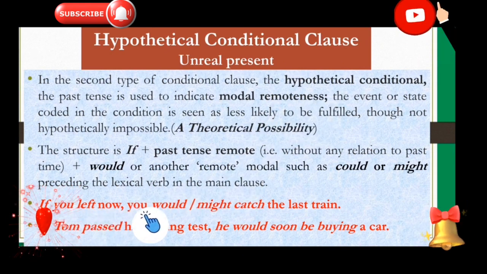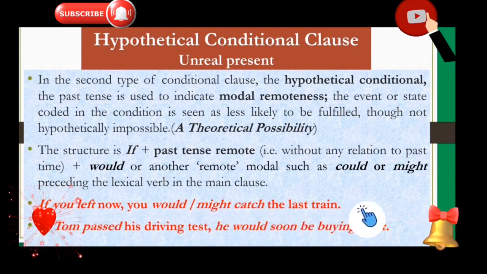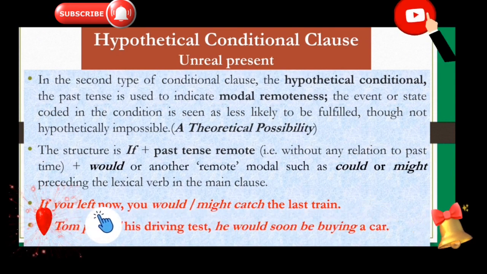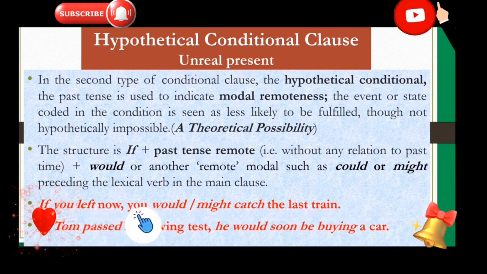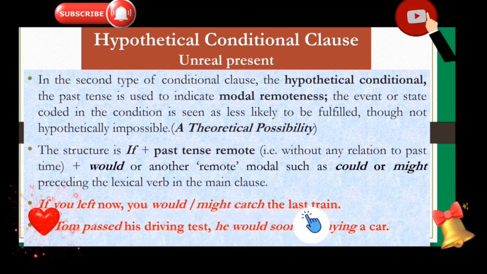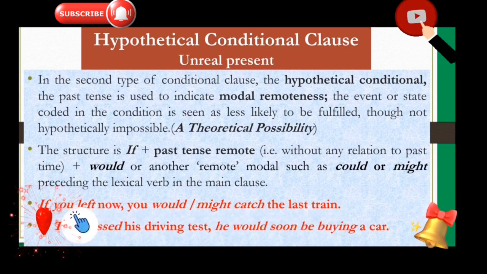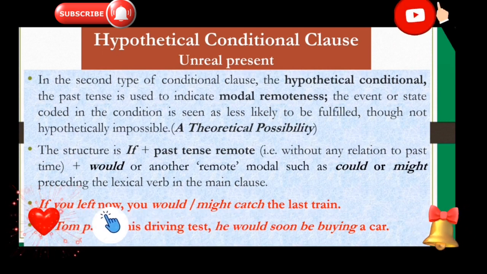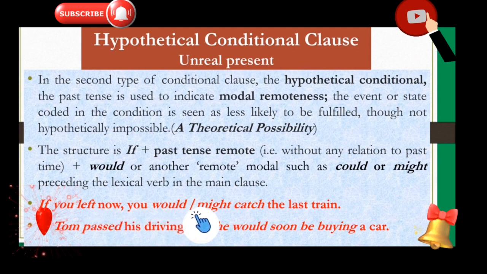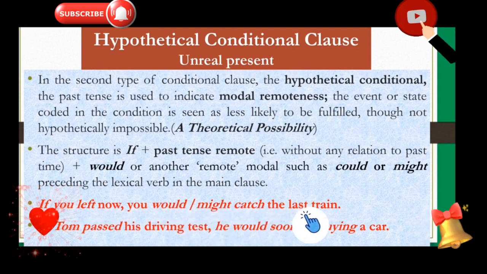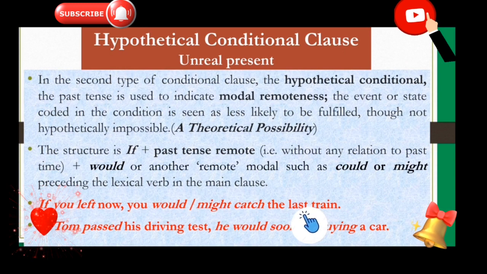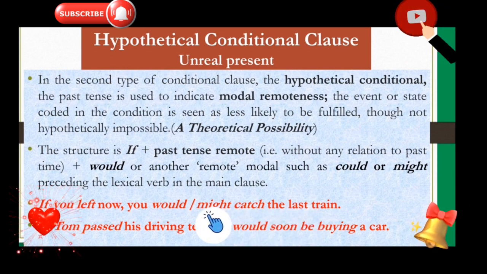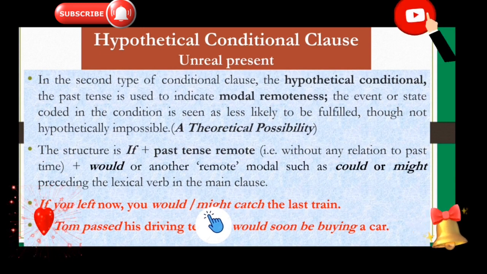If you left now, you would or might catch the last train. So you can see that here we have two clauses. If you left now is a conditional clause, and you would or might catch the last train. So if you left now, are you leaving now? Not at all. You're not leaving now. And you would or might catch the last train. Are you going to catch the last train? Not at all. We can just imagine the situation. So hypothetical, in other words, means that we can just imagine.